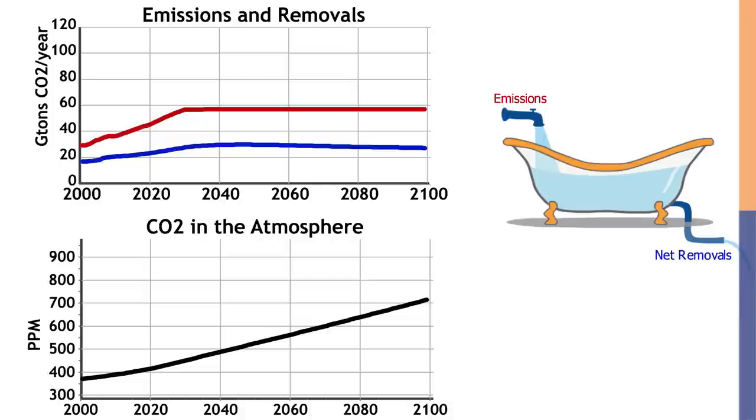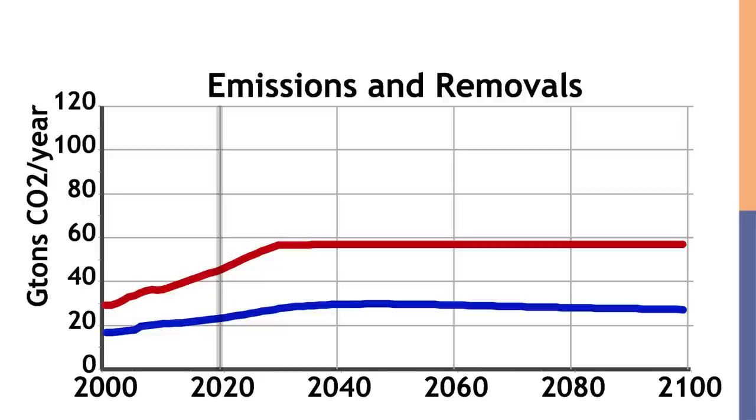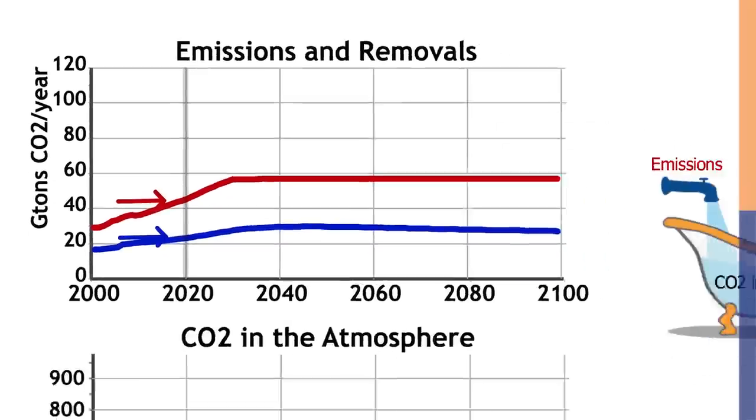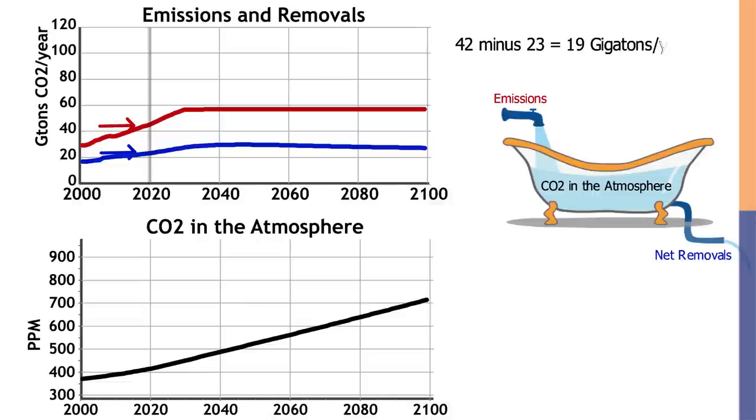The accumulated CO2 is like the water in the bathtub. Look at the top graph, which runs from 2000 to 2100. Look what's happening in 2020. The inflow looks to be just about double the outflow, about 42 gigatons per year here, as opposed to 23 here. So we've got a bathtub with double going in relative to going out. Emissions from burning fossil fuels is about double what's being removed and sequestered. Every year, with 42 going in, 23 going out, the bathtub adds 42 minus 23, or 19 gigatons per year.